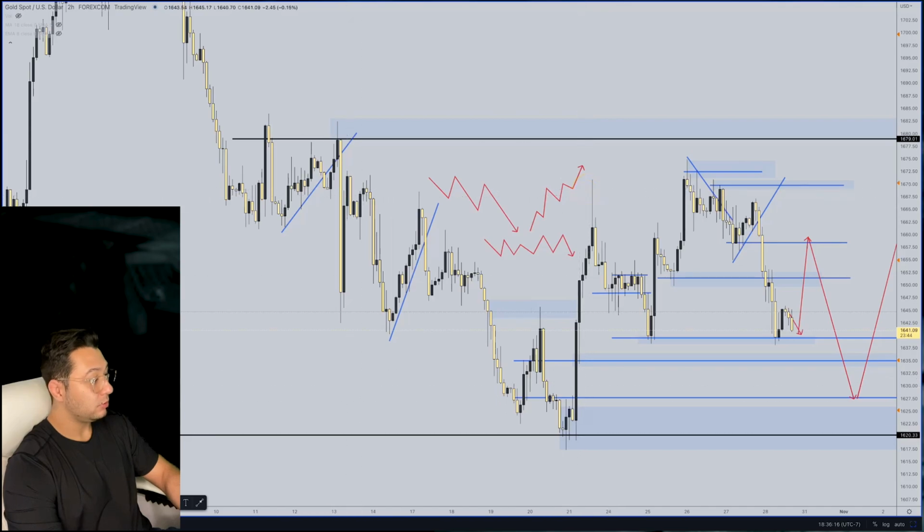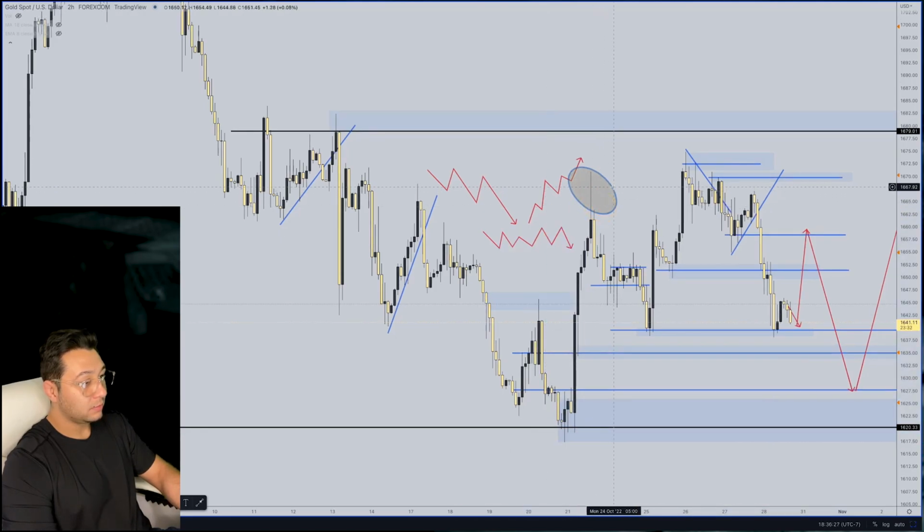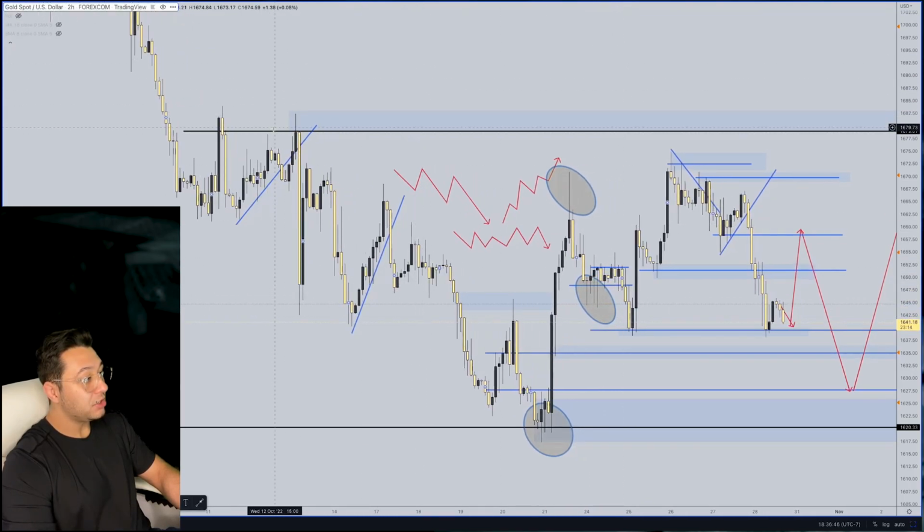Oops, sorry, wrong tool. This wick. Oops, sorry again. These wicks. These wicks, and essentially you get the whole point, right? These areas of strong exhaustion and rejection.